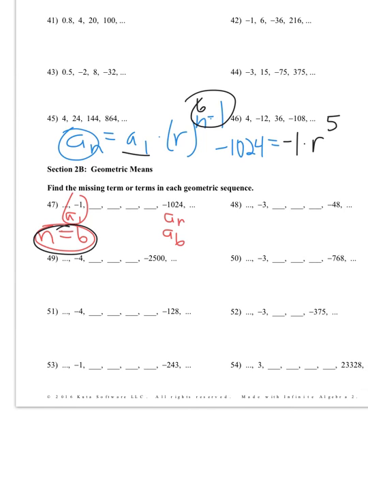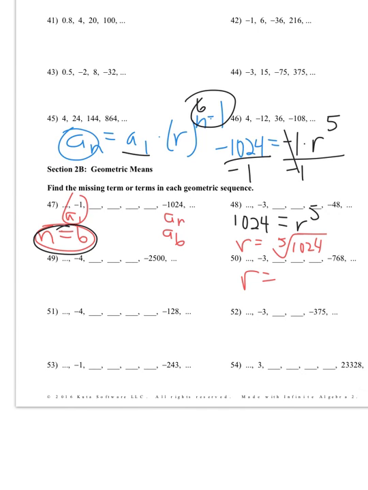Now, when you're going to solve for r, you always need to undo the multiplication of what's multiplied out in front of it, which is going to be that a_1. So in this case, we're going to divide both sides by negative 1. So I will get 1024 is equal to r to the 5th power. So how do I find r? Well, if it was r squared, you take the square root. So to find r, I need the 5th root of 1024. Now you need to know how to do 5th roots on your calculator, and if you take the 5th root of 1024, you get r is equal to 4.